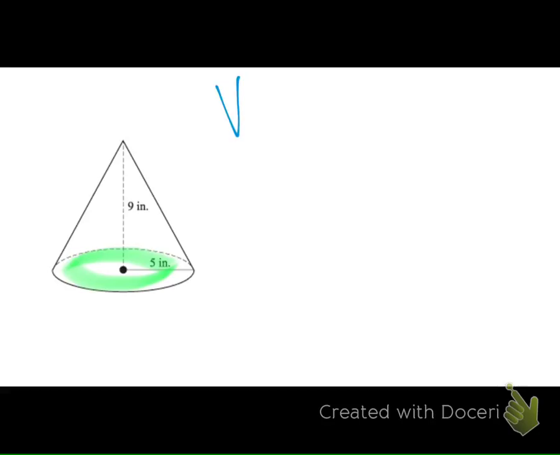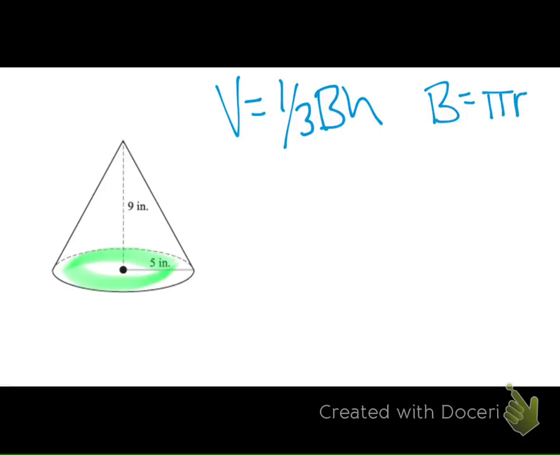So again, I use the same pyramid formula: 1/3 area of the base times the height. And again, the big change here is going to be in the area of my base, because now it's pi times radius squared, since my base is a circle.